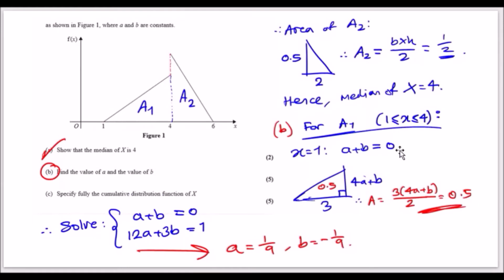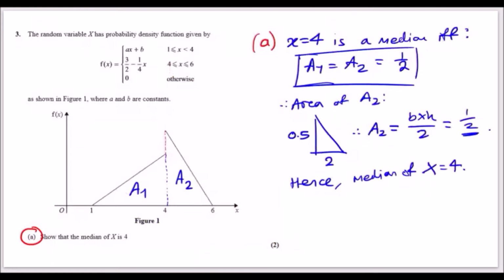Now, for the second point here, look at this triangle one more time. We also know that the area of A1 is 0.5. So we can say, firstly, when A1 is 0.5, and if we want to work out the height of this, we can say that when X is 4, Y has a height of exactly 4A plus B. Because remember, X is here, so when you plug in 4, you get 4A plus B.